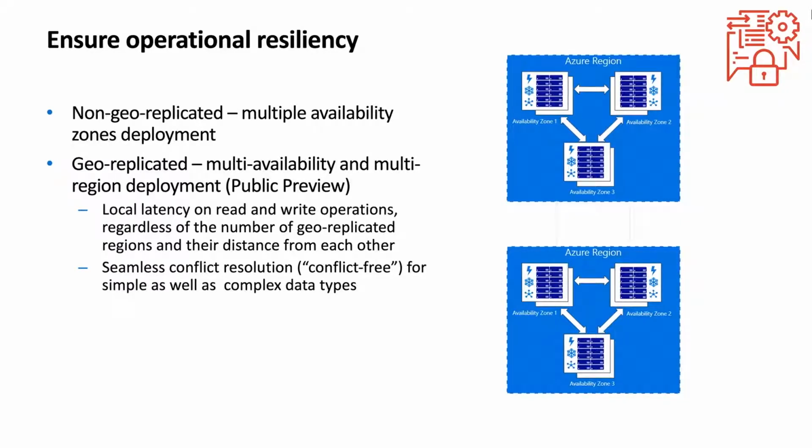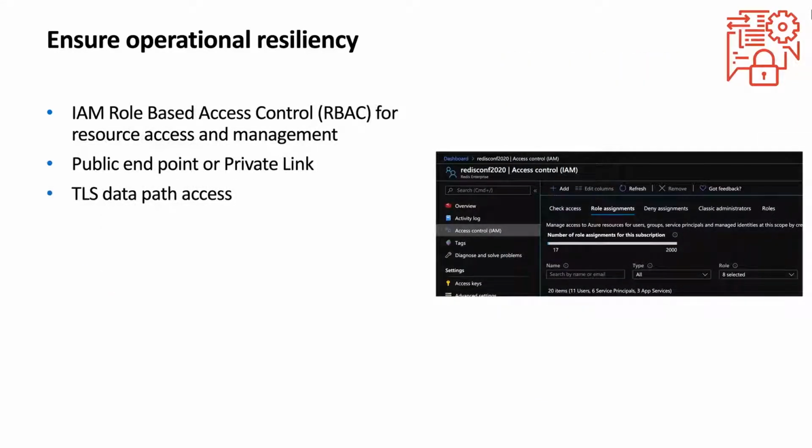Coming in public preview, that's available today, non-geo-replicated enterprise resources are deployed as a multi-node cluster across multiple Azure availability zones in the deployed region. This provides resiliency to failure of an entire availability zone. Active geo-replication, coming later when we go GA, provides local latencies with even higher service resiliency and the ability to survive an entire region failure. Today, we can use Azure IAM role-based access control to manage Redis resources, and Redis resources are deployed on an Azure managed VNet with access through public API endpoints or through private link.